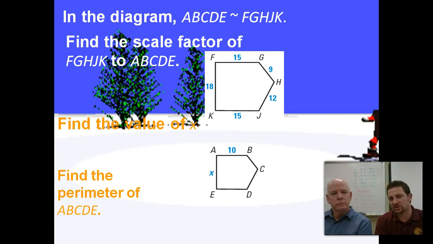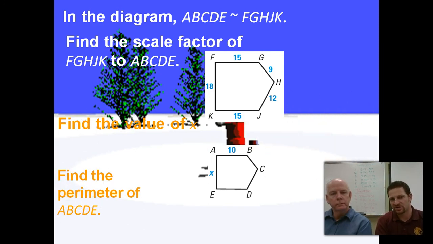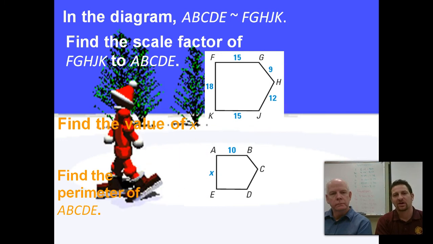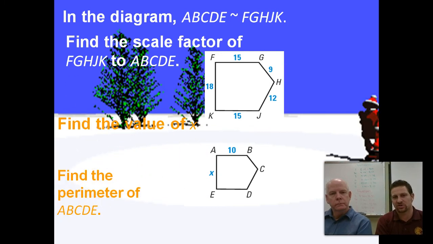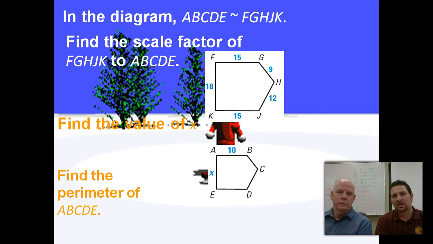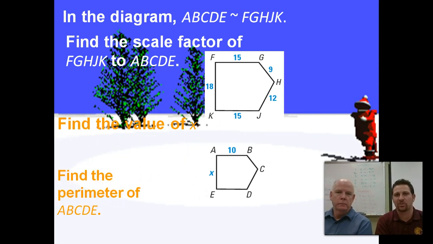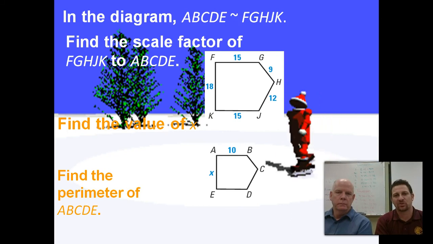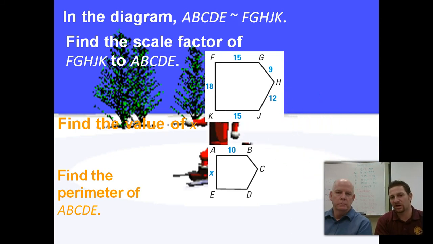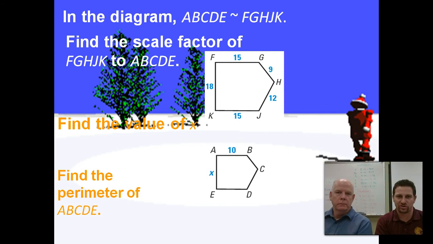And so if you're looking at this, on the bottom one we've only got AE, which is X, and AB, which is 10. So to find the scale factor, you just got to look at this and match it up. If you look at the order in the original diagram, it said that ABCDE was similar to FGHJK. So that means that side AB is similar to side FG based on the order that they have the polygon going around. So you can make your scale factor out of those two right there.